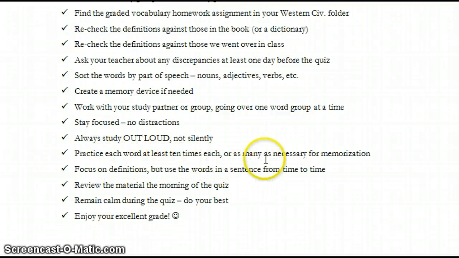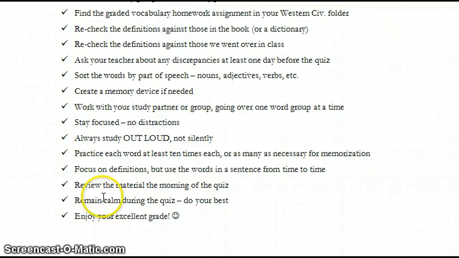Practice each word 10 times each, or as many as necessary for memorization. Make sure you've mastered these words, not just the definitions as the next checkpoint says, but use the words in a sentence from time to time. The quiz will focus on the definitions, but it is helpful to know words in context, especially for chapter tests.